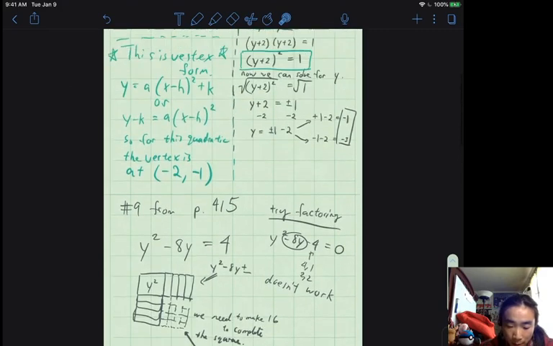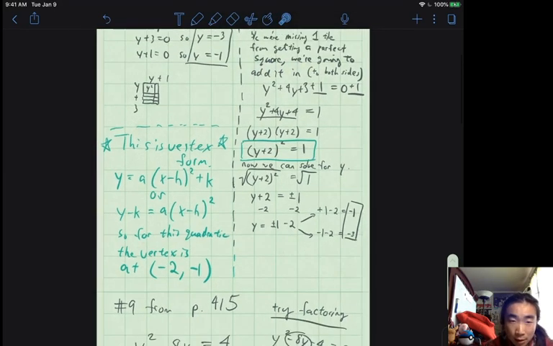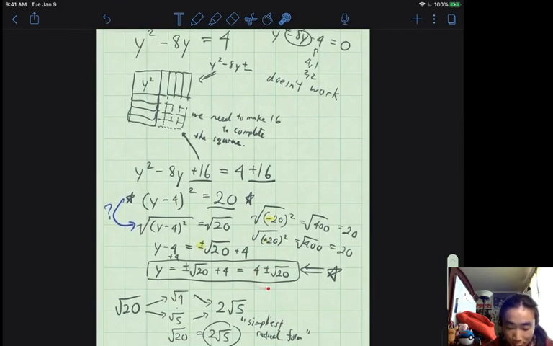You could, if it was simpler, like here, you can kind of guess what it could be. But in this case, it's much harder. We could never guess 4 plus or minus square root of 20. That's hard. From here? Yeah, because it was being subtracted. We're trying to get y by itself to solve.